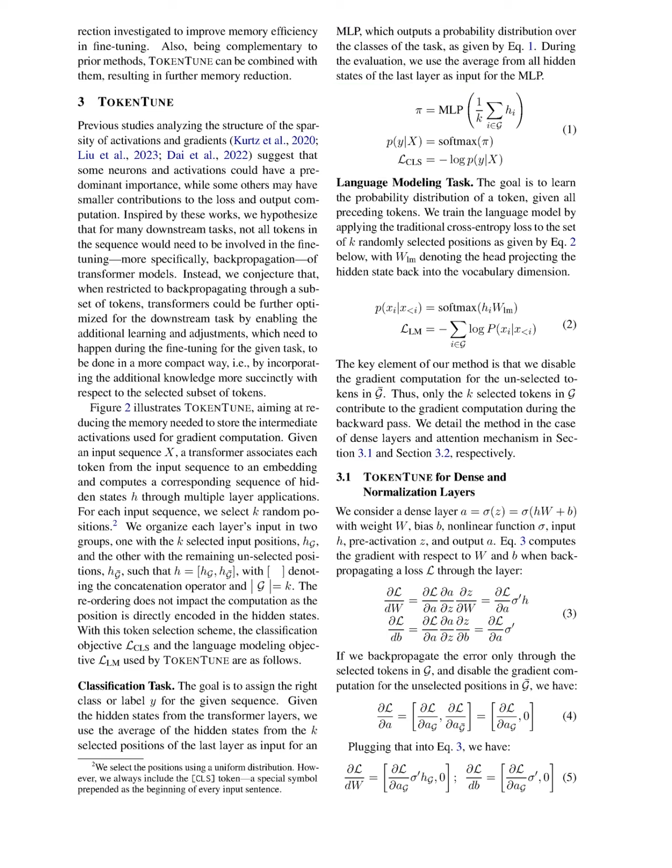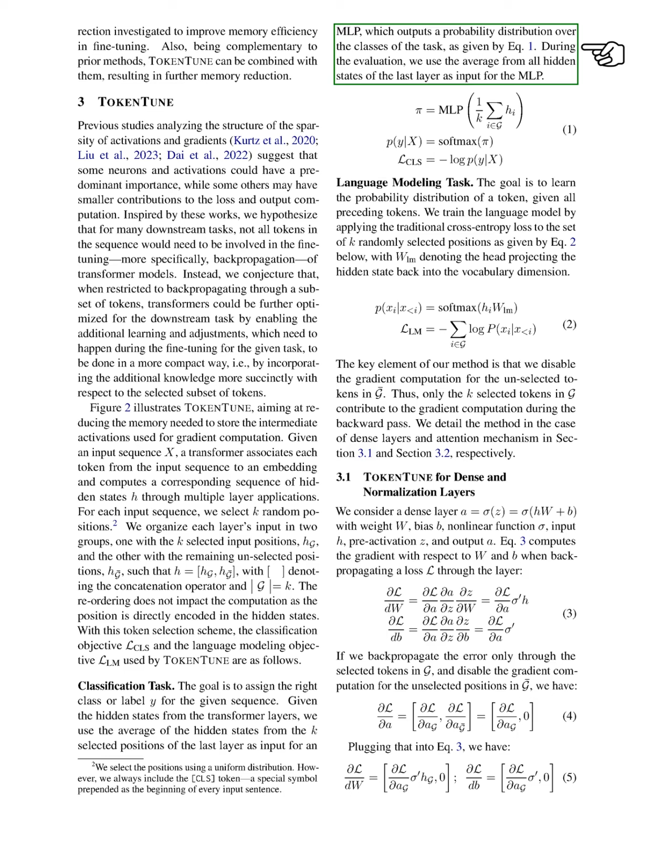Section Summary. In this section, we explore hybrid PEFT methods that combine various approaches to enhance parameter and memory efficiency during fine-tuning of large language models, LLMs. We introduce TOKENTUNE, which optimizes memory usage by selectively backpropagating through a subset of tokens, allowing for more compact learning while being compatible with existing memory-efficient techniques.